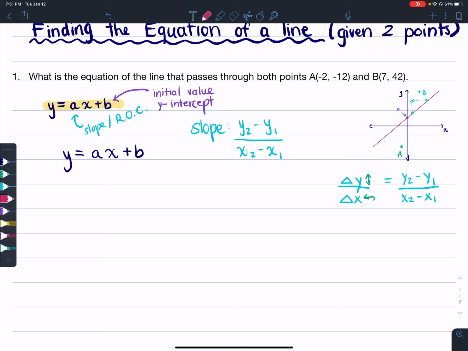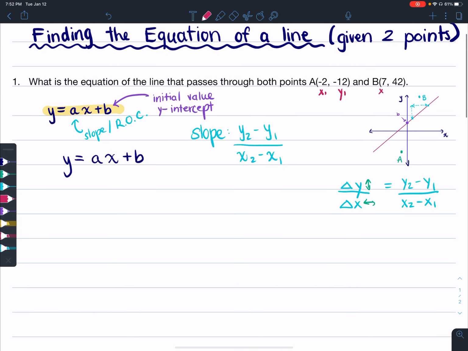And your first step is always to label. Labeling is very, very important. So here you have your A coordinate. This is going to be your first coordinate, which means this is your first x, this is your first y. So we have x1, we have y1. And then here, B, this whole thing is your second coordinate. So this is x2 and y2. Okay, and now all it is, is plugging in these numbers in the right spot in the formula.